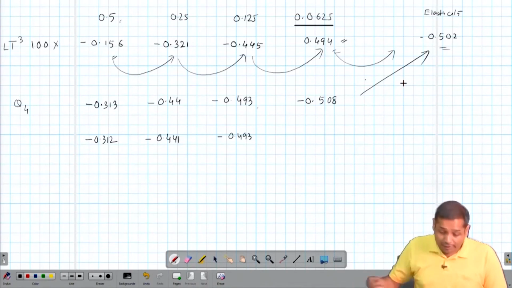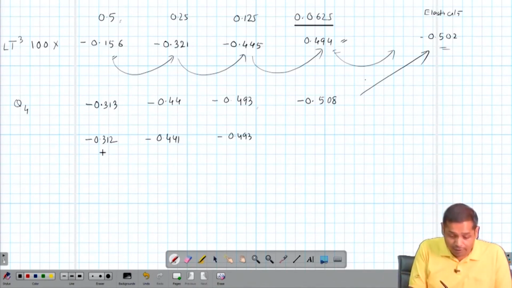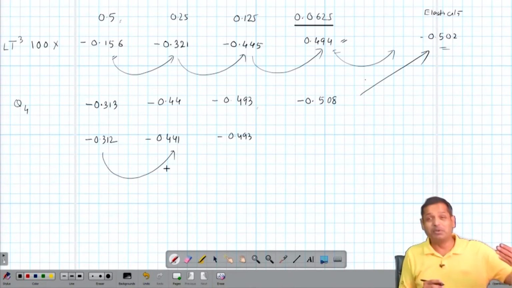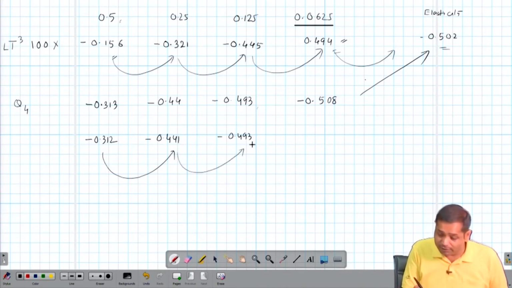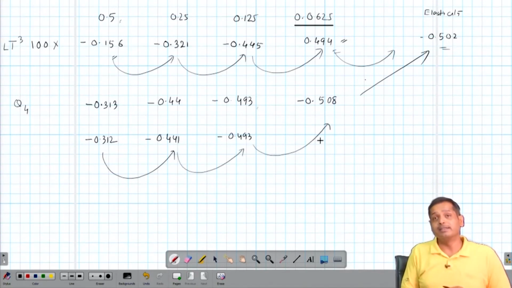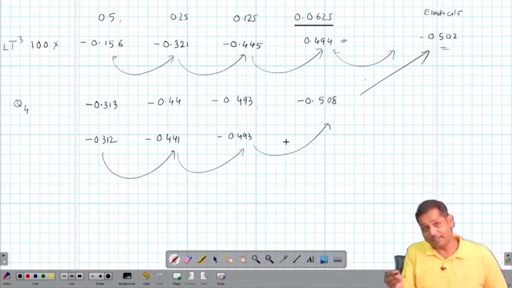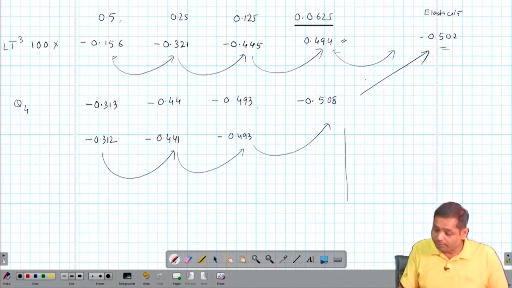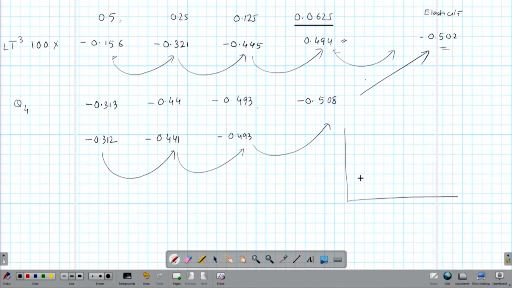Again, the same observation from very coarse to this: the rate of change in the solution is very steep, but as you move towards the converged solution, the rate of change becomes very slow. So if you plot them, your plot will be something like this, and this will be your true solution.